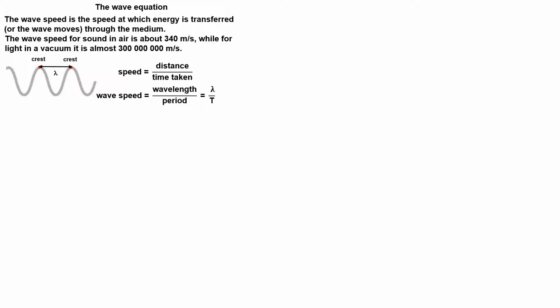The frequency of a wave is the reciprocal of the period, so the frequency is 1 over period. We can rewrite the equation as wave speed is frequency times wavelength. Clearly, for a given speed of wave, the greater the wavelength, the smaller the frequency, and vice versa.